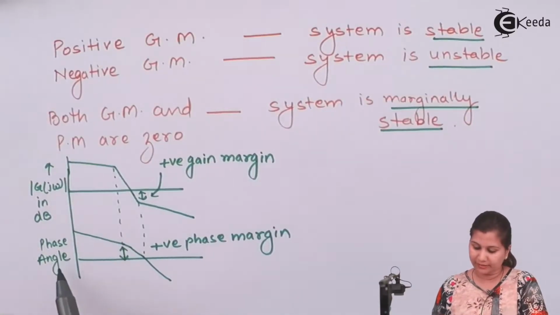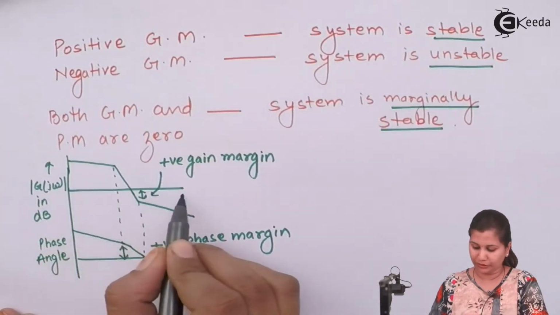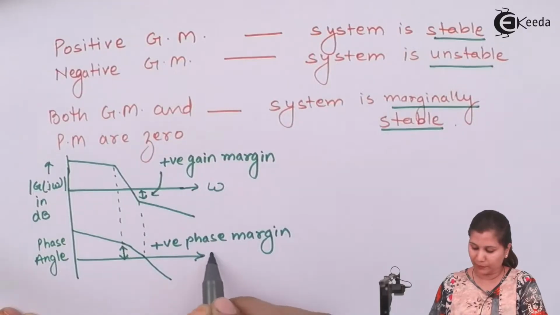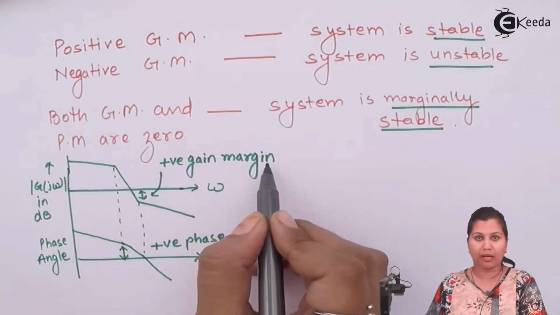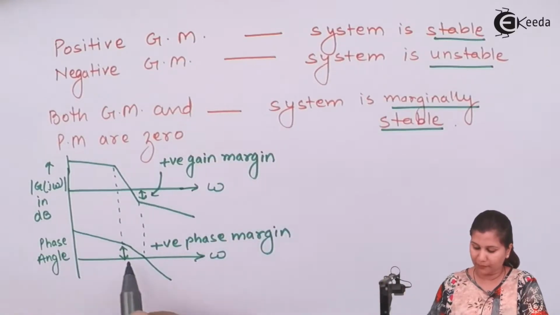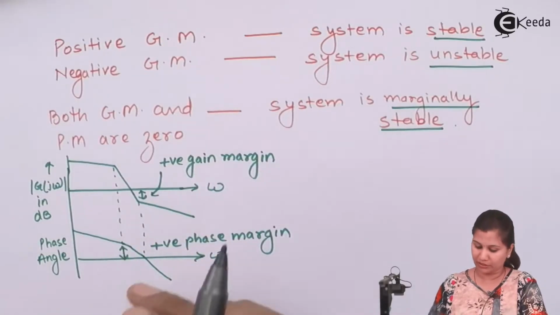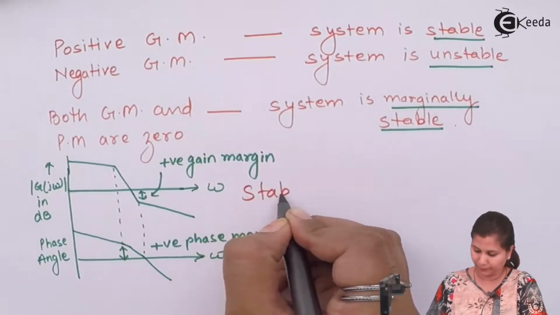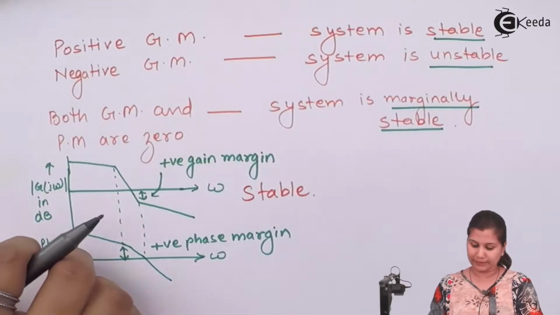So you can see here the plot of the magnitude with respect to frequency, and this is the phase plot with respect to frequency. Here we have the positive gain margin, and here also we have the positive phase margin. Whenever the system has positive gain margin and phase margin, that system is a stable system. Now let's see the Bode plot for the unstable system.